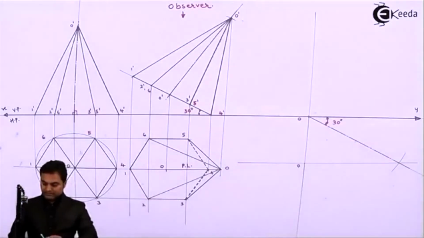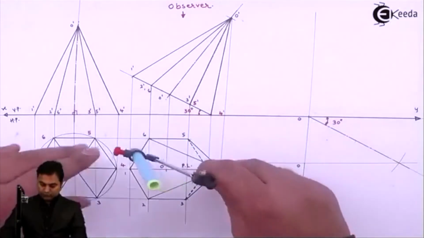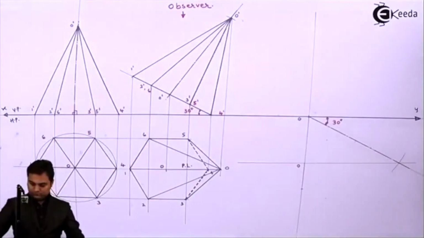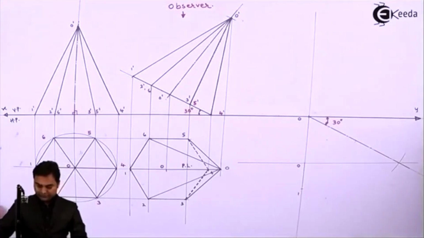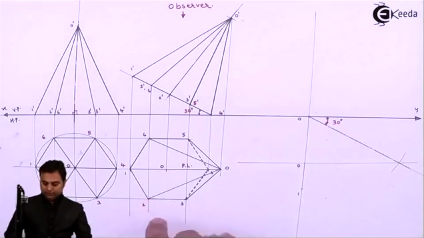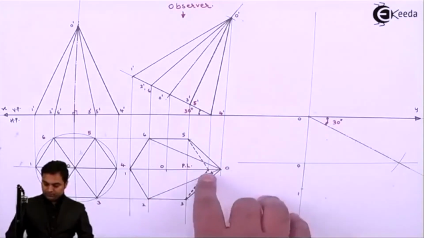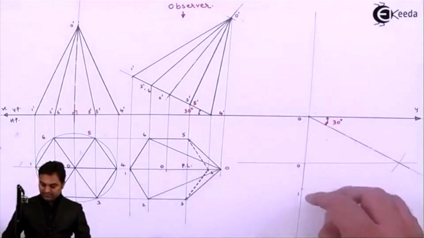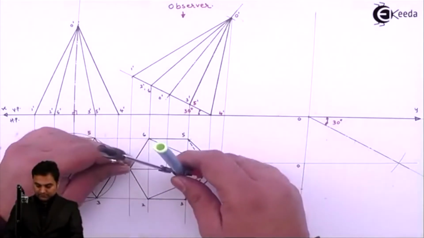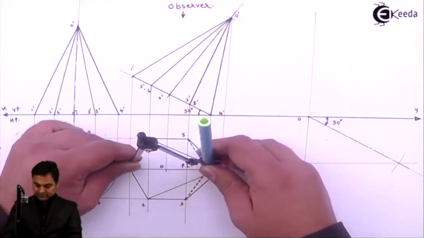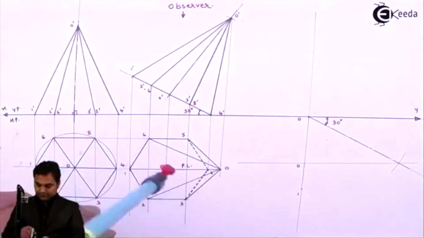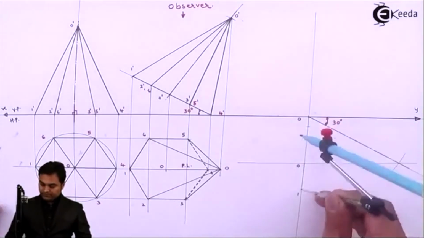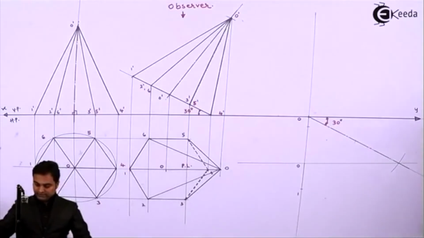Then I'll take the distance from point O to point 1. Here there is point 1. Next, I'll plot the remaining points 2, 3, 4, 5 and 6. Point 4 is on the same location, onto this same line. So from point 1, I'll measure the distance up to 4 and plot it here from 1, cutting this line. So here I'll get point 4.